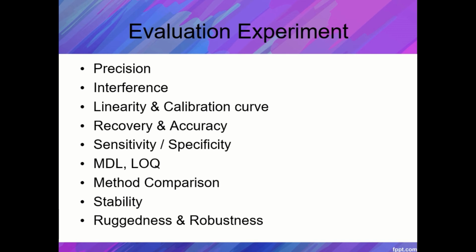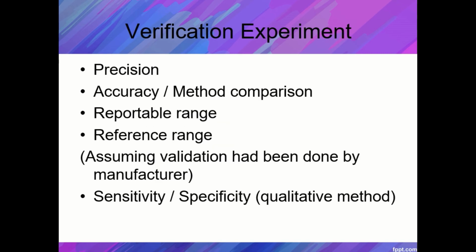So what are the verification experiments? These are the verification experiments. It just consists of 4 or 5. So for a quantitative method, the verification experiments consist of precision, accuracy or method comparison, reportable range, and reference range. Remember, this assumes validation had been done by the manufacturer. And for a qualitative method, the important thing you need to do is the sensitivity and specificity experiment.